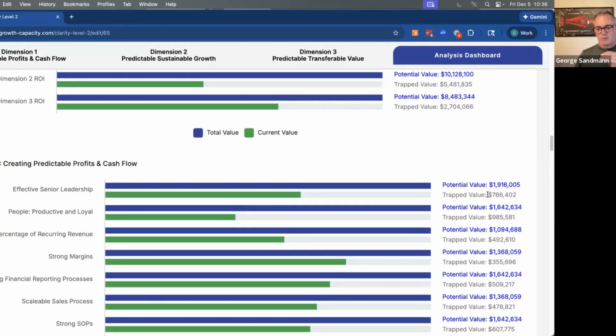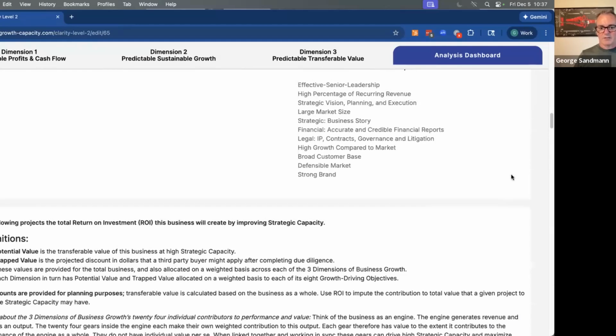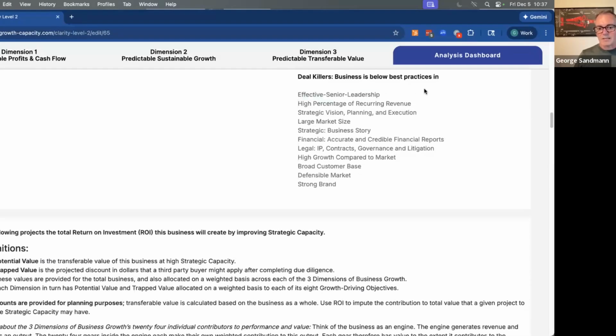So when we look at effective senior leadership team, we're saying, well, that contributes $1.9 million to the potential value of the business. And because you do not have an effective senior leadership team, and we'll look at this in a sec, you have 770,000 trapped. However, you and I know that if they don't have an effective senior leadership team, it's trapped. But it's also, I'm going to scroll up, and it's going to be a deal killer. There we go. You can't complete due diligence. You can't successfully sell this business if you don't have an effective senior leadership team. That's to private equity or to the private capital markets.